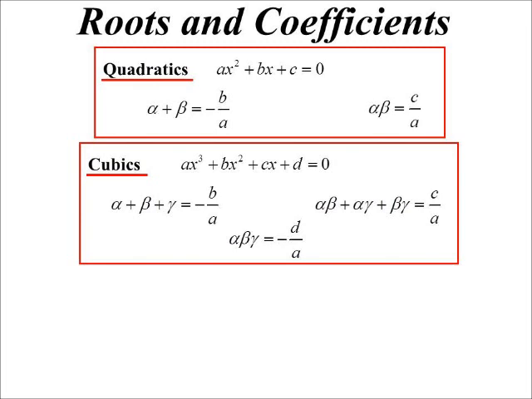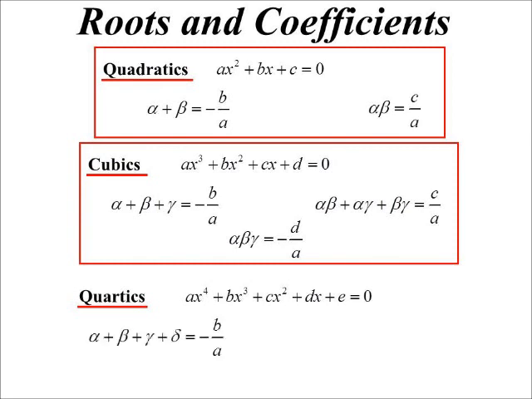So there's a very nice pattern. You'll notice as we go along, it's b, it's c, then it's d. The sign alternates. So the sum with the first one is minus, then the next one's plus, then the next one's minus. So if I had a quartic, so now a is representing the coefficient of x to the power of 4, there's going to be 4 roots.